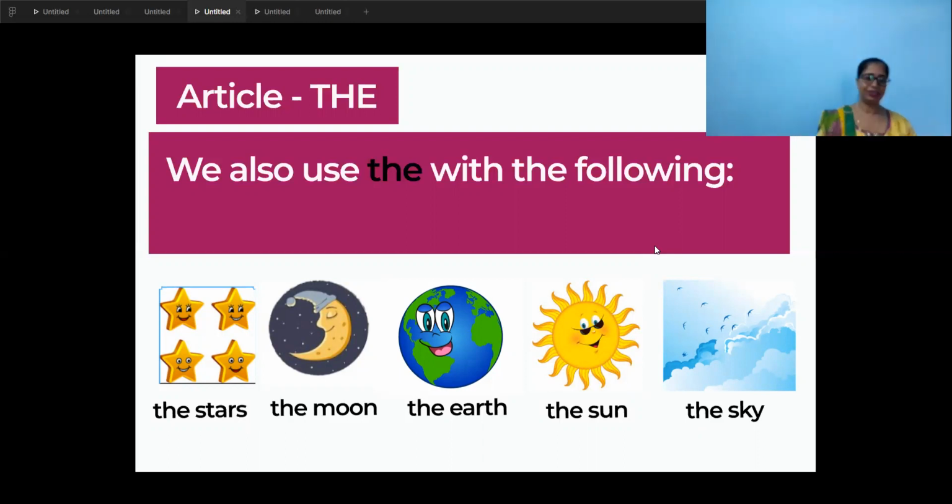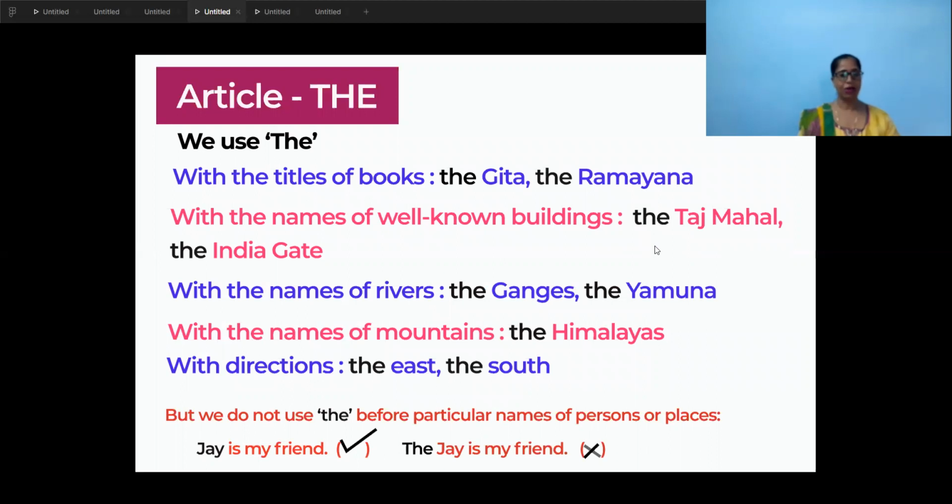Yes? And we also use articles with titles of the books. Article the is used like the Gita, the Bible, the Ramayana. They are all the titles of the book, the heading, the names of the book. The Gita, the Ramayana. Also, with the names of well-known buildings, famous buildings, like the Taj Mahal, the India Gate. The same with the names of rivers, the Ganges, the Yamuna, with the names of mountains also, the Himalayas, and with the direction, like the east, the south.